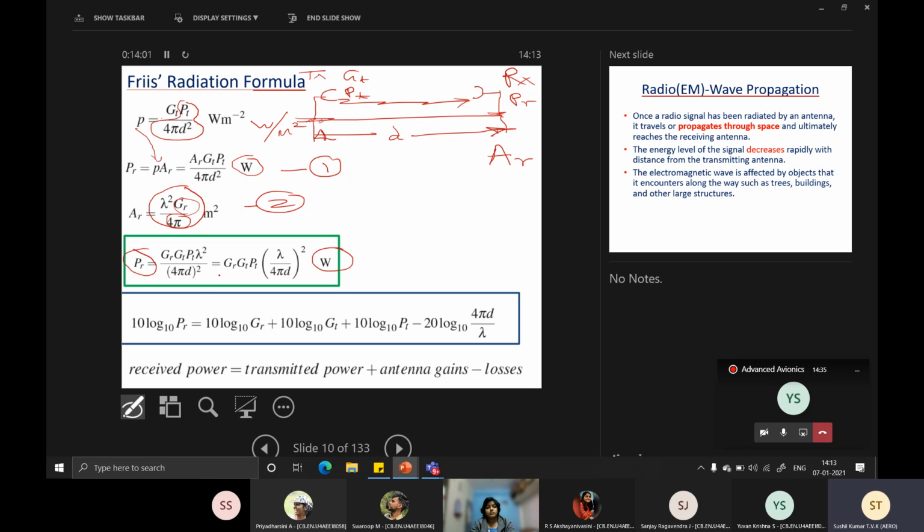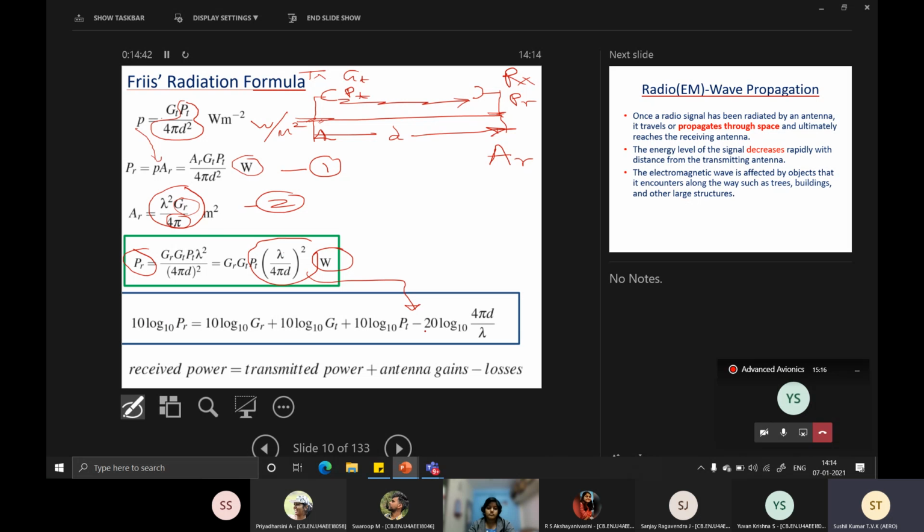Now, the advantage of having this in this form is that it is now going to be frequency related, because lambda is coming in. Earlier there was no frequency dependency. Now there is frequency dependency. Now what you have to do is just take log on both sides, multiply by 10. So this is squared, and if you invert it, it becomes minus. So this term becomes a minus because you are inverting it, 4 pi d by lambda.